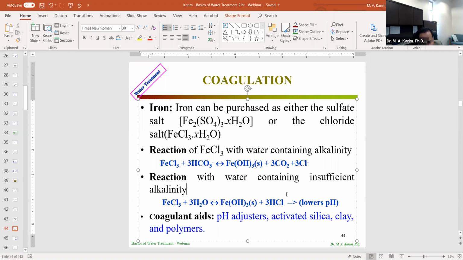Coagulant aids: pH adjusters, activated silica, clay, and polymers. So these can be used to help the coagulant do its job better. If you are involved in water treatment or even wastewater treatment, some of them use mainly activated silica, clay, or polymers. I have seen some polymers that are used.